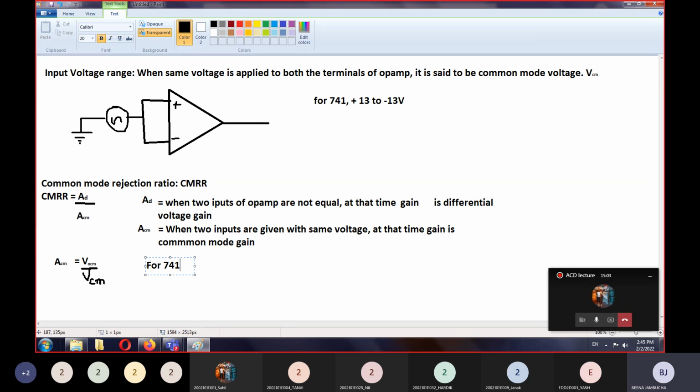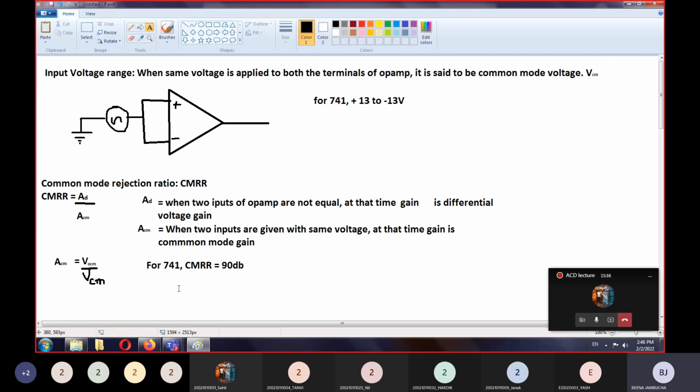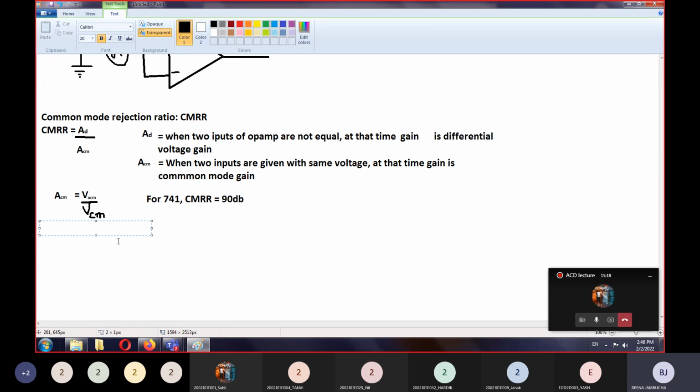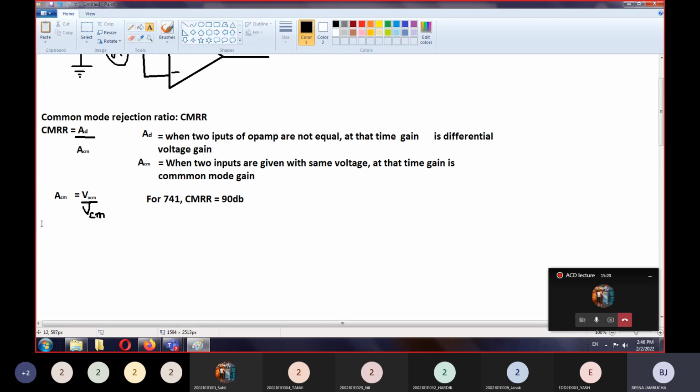For 741 op amp, CMRR is equal to near about 90 dB. Okay, 90 decibels. So this is the next parameter, which is a very important one.